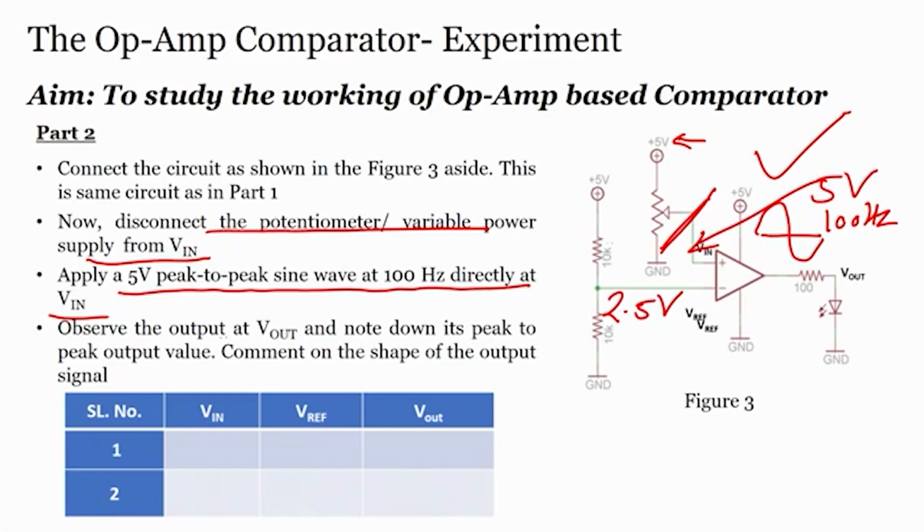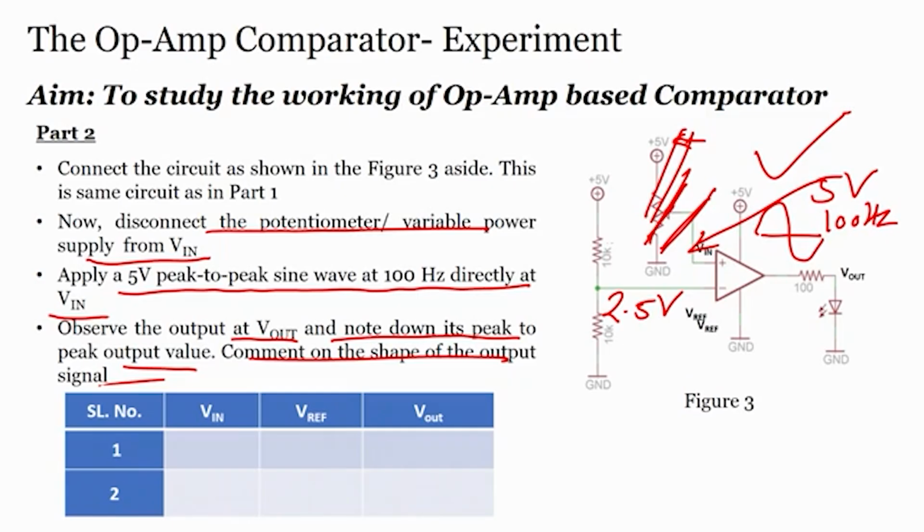Observe the output V out and note down its peak to peak output voltage, and comment on the shape of the output signal. We can use the oscilloscope to see the shape of the output signal. We can use the same circuit, and the one thing we have to do differently is disconnect this particular part and connect V in to the 5 volts peak to peak sine wave at 100 hertz.